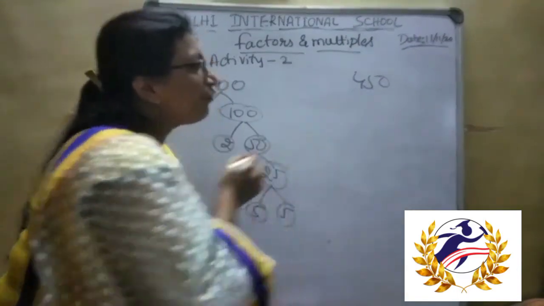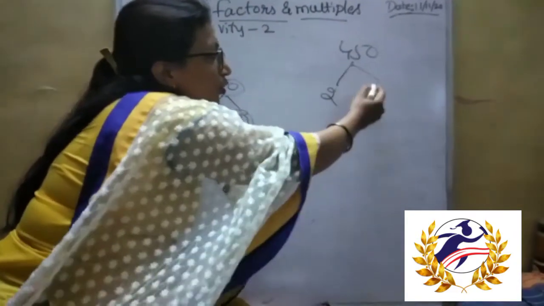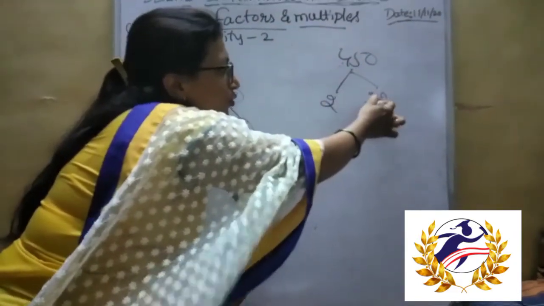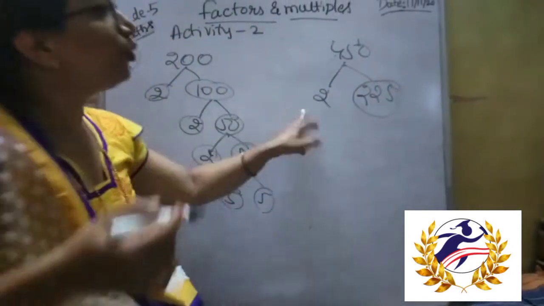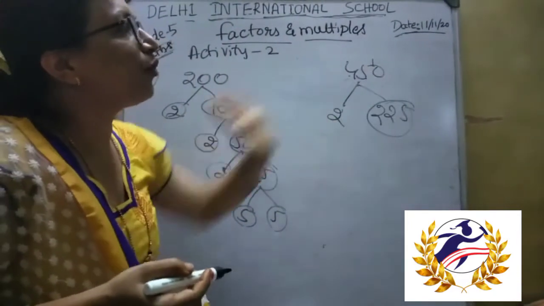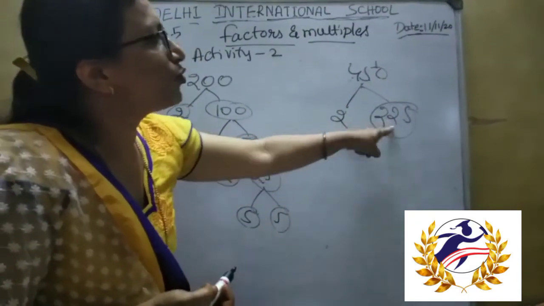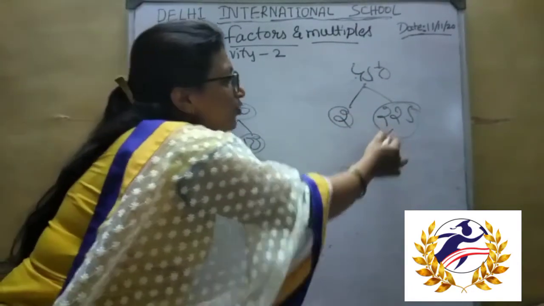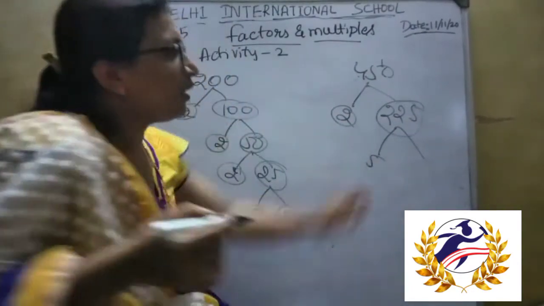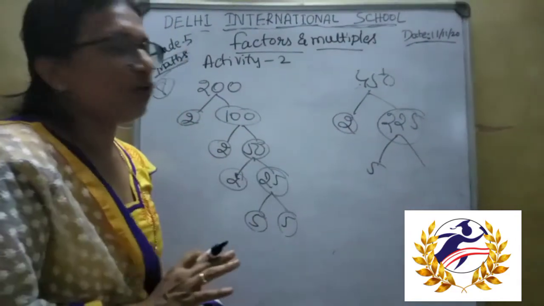In the same way for 450, I will take 2: 2 2s are 4, 2 5s are 10, 1 carry. 2 225s are 450. So 2 5s are 10, 1 carry, 2 2s are 4 plus 1 is 5, 2 2s are 4, it is correct. Then I need to divide by 5, because 5 is in the ones place, so I need to take 5 only.